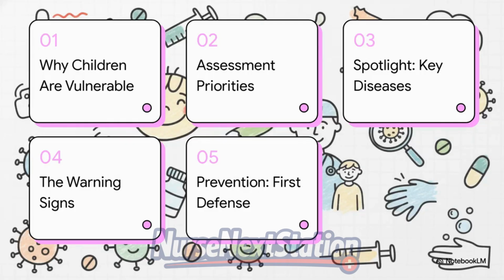So, here's our game plan for this explainer. First, we'll dig into why kids are so uniquely vulnerable. Then we'll nail down the universal assessment priorities you need for any sick child. After that, we'll put a spotlight on 3 key diseases. And we'll wrap it all up by talking about the warning signs we need to teach parents, and of course, the best defense of all, prevention.